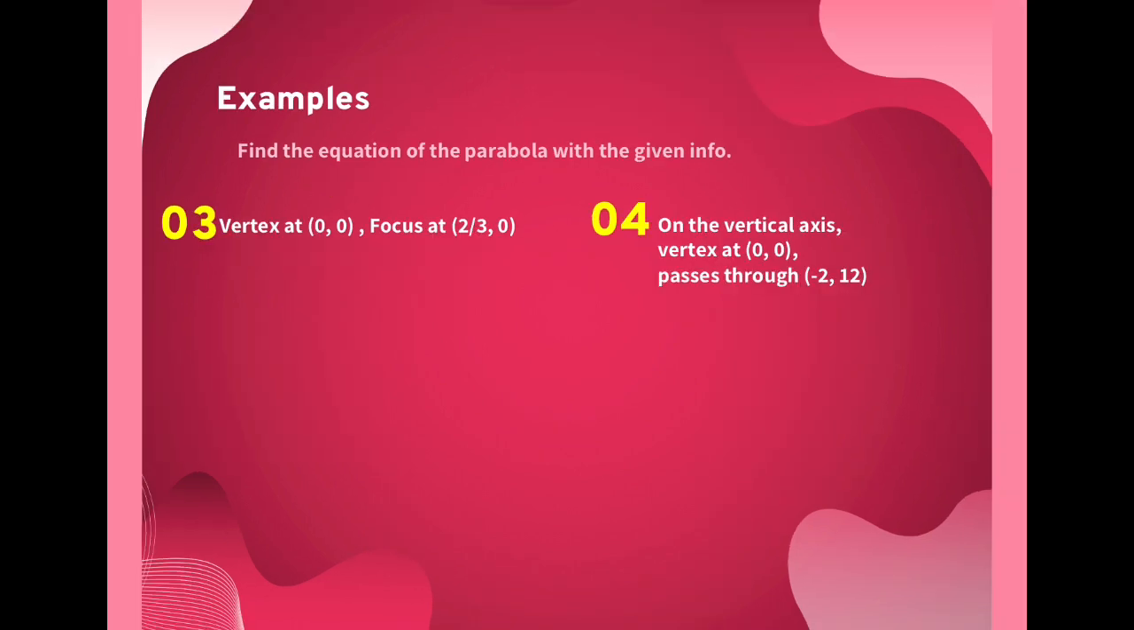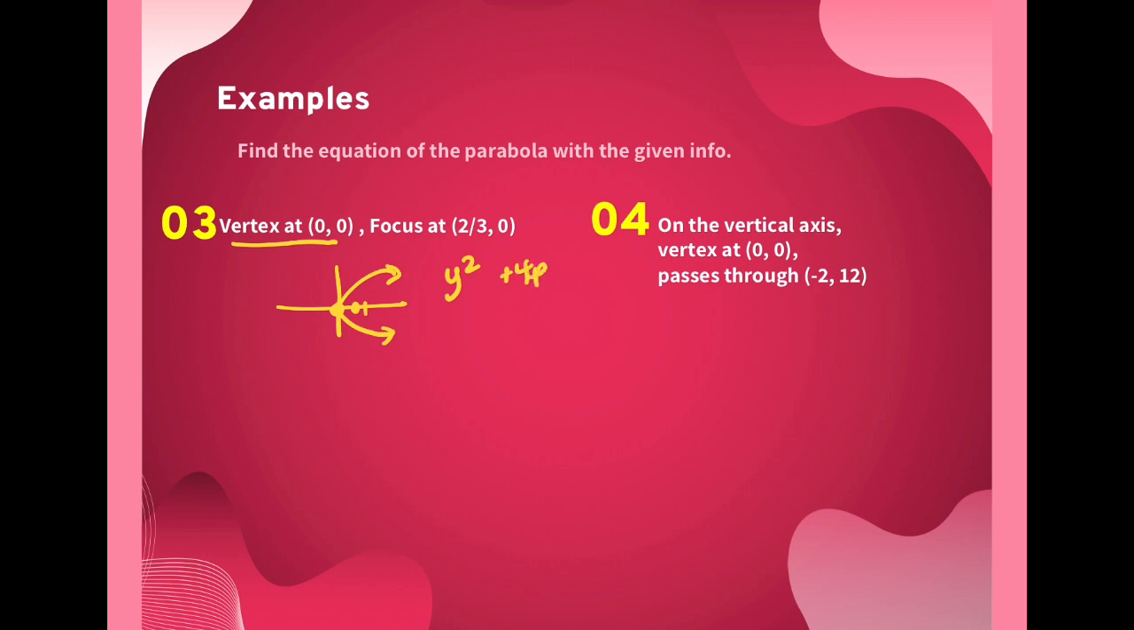All right, let's look at example 3. Same set of instructions, find the equation of the parabola with the given information. For 3, vertex still at 0, 0, so I'm going to plot that point. Focus at 2/3, 0. So 2/3, 0 means I'm going to move to the right 2/3, which means this points to the right. This means it's a y squared and a positive 4p.